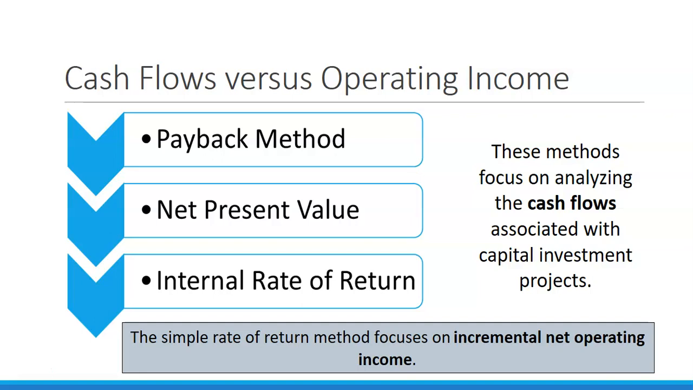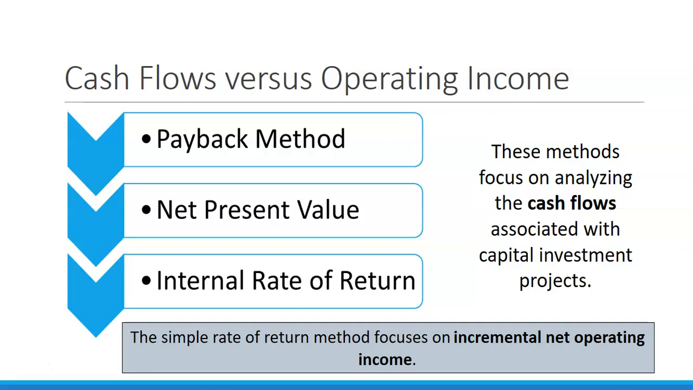We have several different methods in which we evaluate capital budgeting decisions. The payback method, the net present value method, the internal rate of return. We're going to look at all of these different methods. So all of these methods focus on ways of analyzing the cash flows and costs associated with capital investment project. The simple rate of return method, which we'll look at last, focuses on incremental net operating income. We're going to look at each one of these individually.